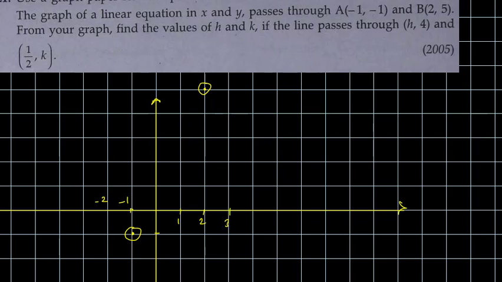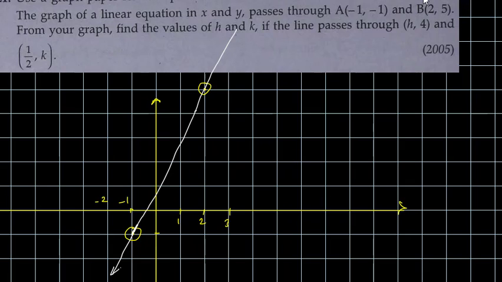From your graph find the value of h and k if the line passes through h comma 4. So first I will draw this line. I have to join these 2 points. So it will be something like this. With a scale you will get a better idea, right? So this line is passing through h comma 4. So the value of y is 4, 1, 2, 3, 4. So this is that point.